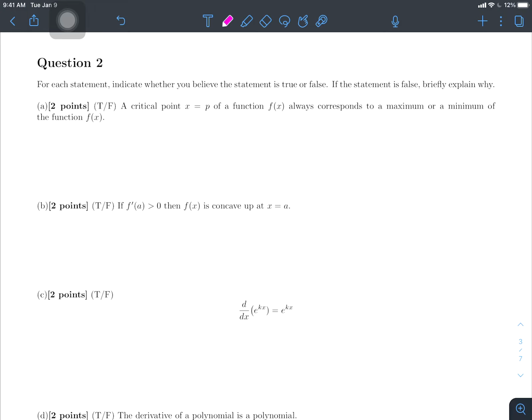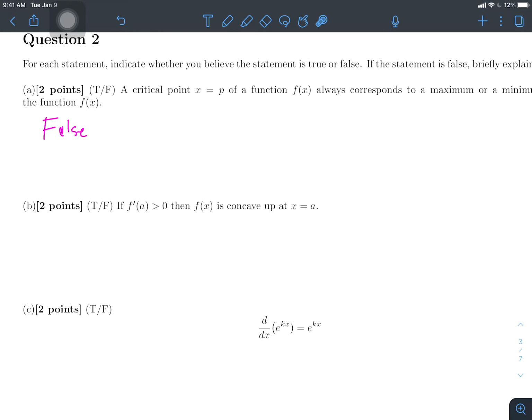So let's just go ahead and do it. All right, so the first one says a critical point x equals p of a function f of x always corresponds to a maximum or a minimum of the function f of x. This one is false.